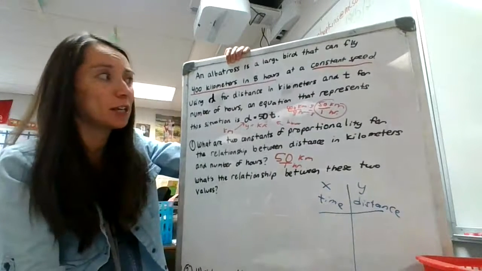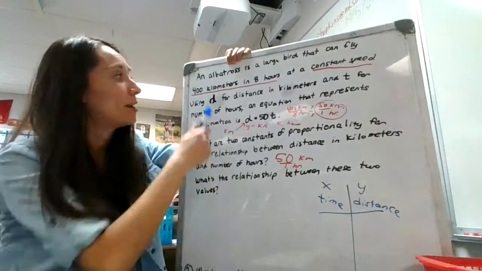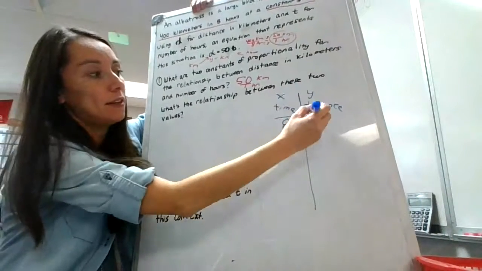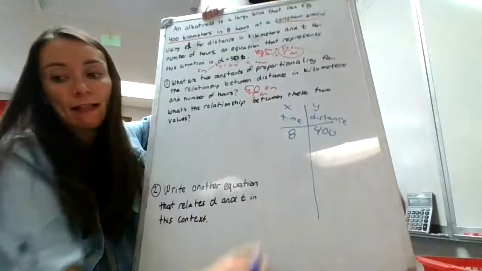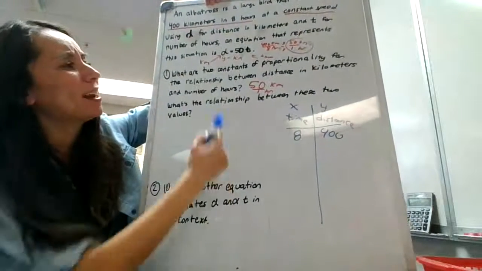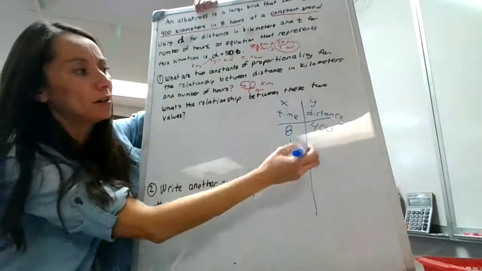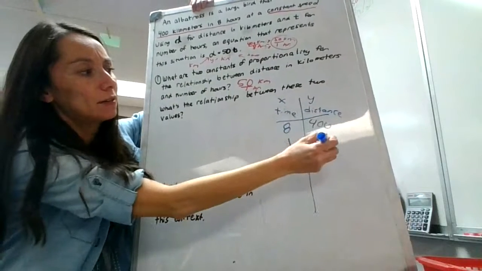And we've got a couple things we could totally put in this table already. We got the 400 kilometers in 8 hours. So it was 8 hours, and they're going 400 kilometers. Another thing that we could have put, right here, 50 kilometers per hour. So 1 hour, 50 kilometers.